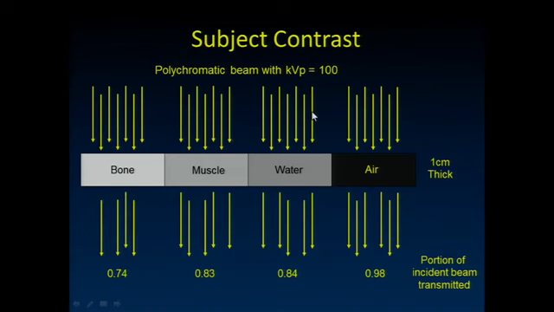But what if I do that at 100 kVp? Well, remember, this X-ray beam is going to be higher energy when we apply 100 kVp across the tube than down at 60. And so these are going to penetrate those tissues better. So now the difference here, 0.83 and 0.84, is only 1 part difference between those. So the contrast has been reduced by increasing that kVp.